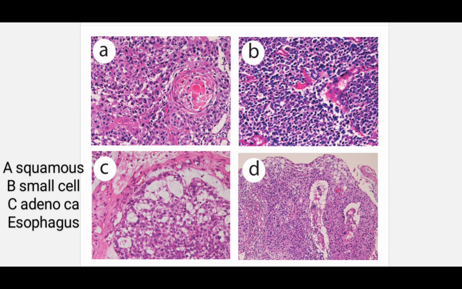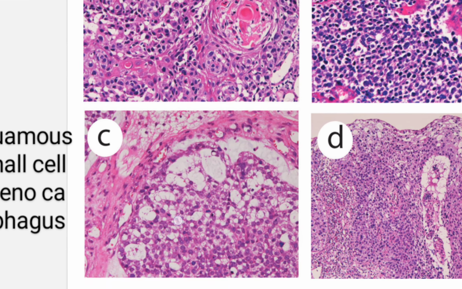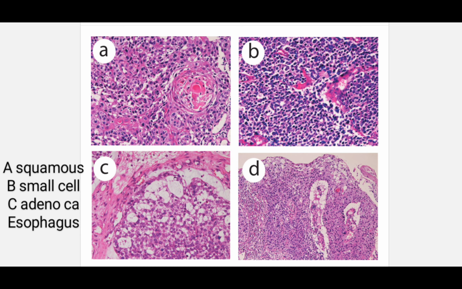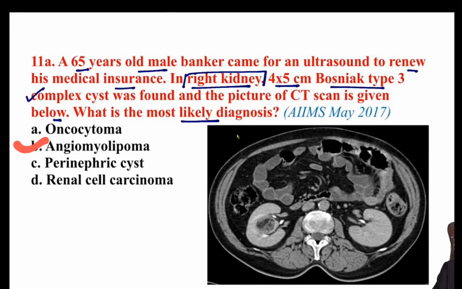Then next we have the adenocarcinoma. In adenocarcinoma, the glands will be there, hollow looking glands. Then next we have the esophagus. In the esophagus, the classical squamous epithelium will be there. This is the normal slide of esophagus. This is small cell. Then this is squamous cell with keratin pearls, and this is adenocarcinoma.